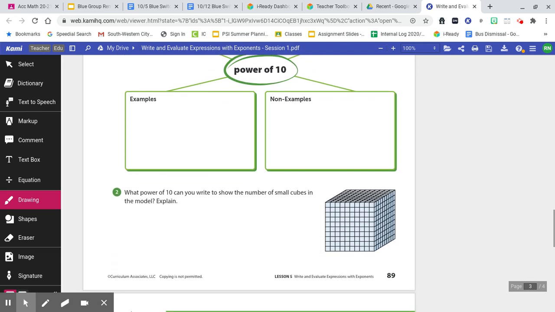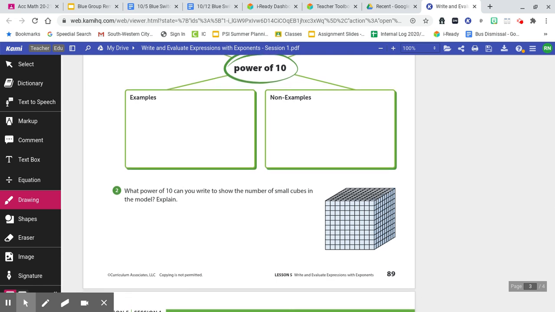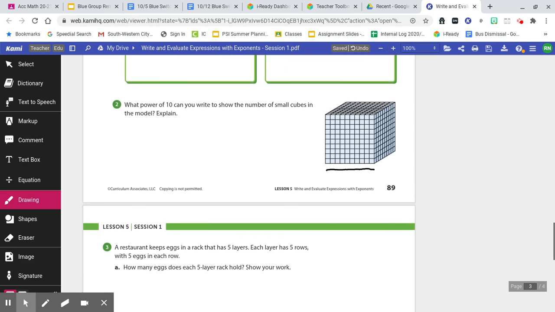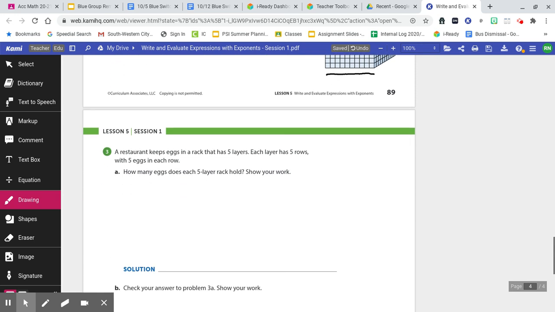And then what power of 10 can you write to show the number of small cubes in the model? Explain. You might want to count one section of the cube to see what we've got. And you'll need to write that down. And then the next question.